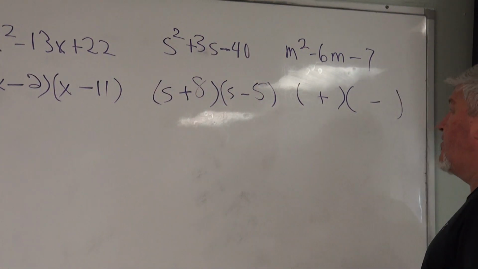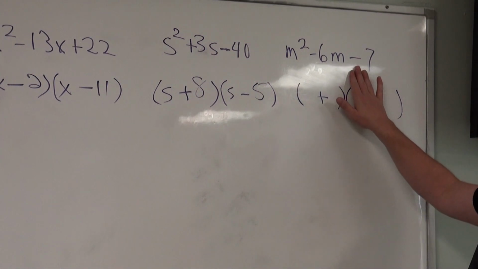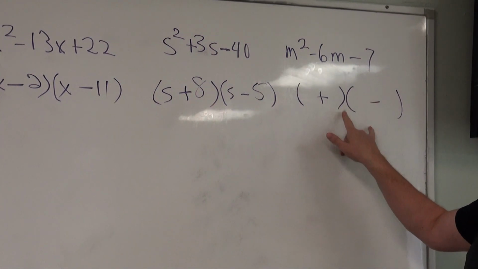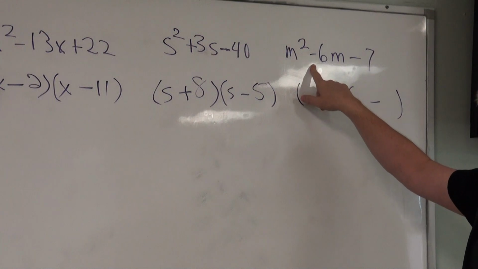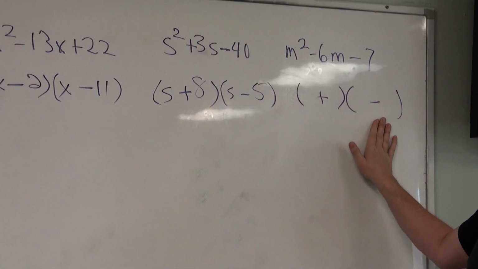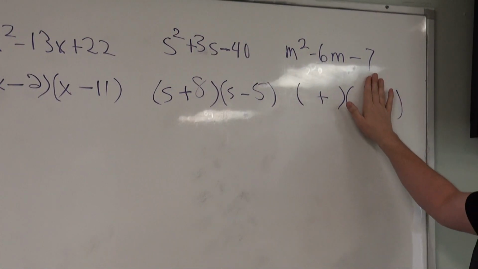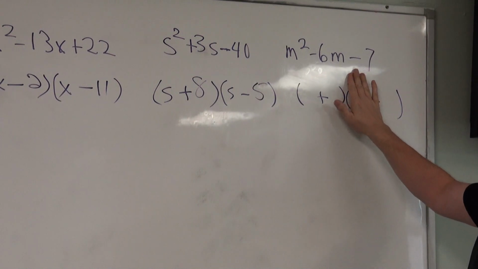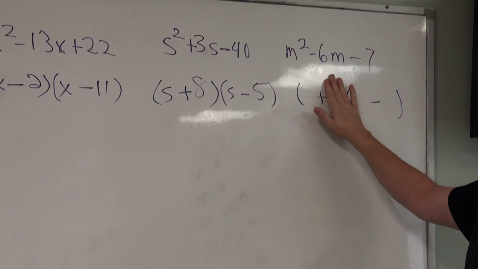Last one. Second sign is negative. The signs are different. The first sign is negative. It means whatever factors we come up with, the largest factor is going to be negative. So here we go again. What two factors of 7, when subtracted, give me 6?